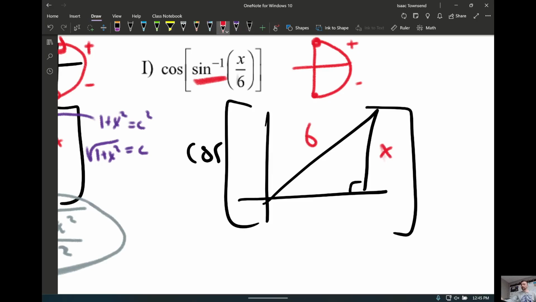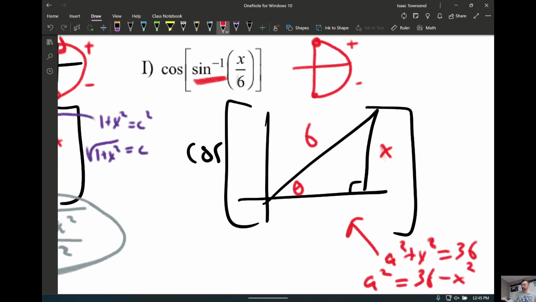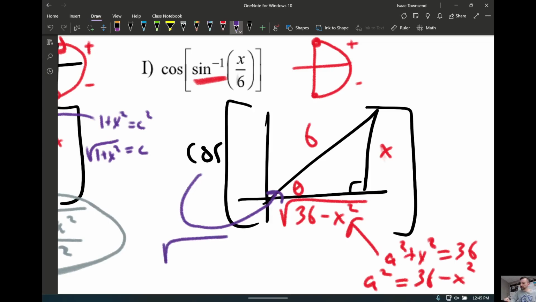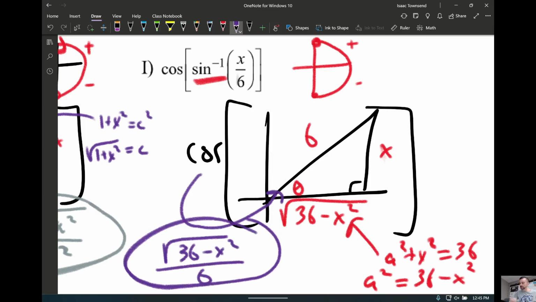SOHCAHTOA 1, opposite over hypotenuse because they gave a sine. Pythagorean theorem. For the other side, it would be the square root of 36 minus x squared. And then SOHCAHTOA number 2 for your final answer. Cosine of that angle would be adjacent over hypotenuse.